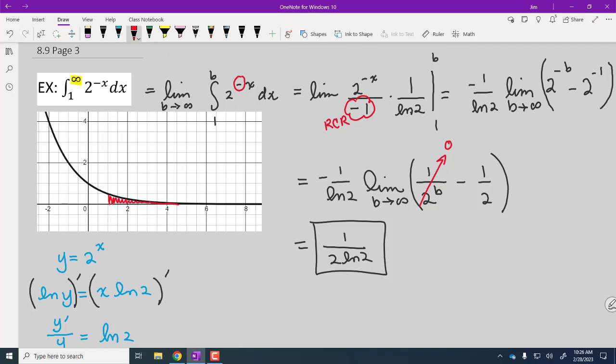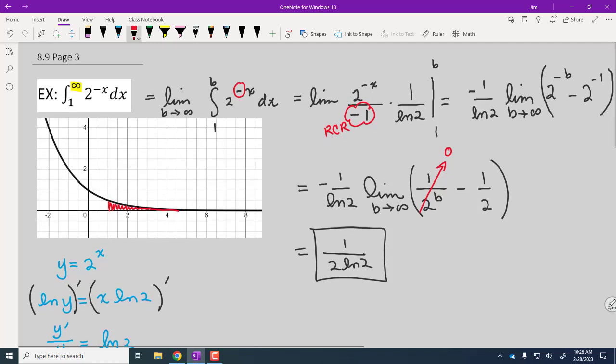All right, any questions on your first improper integration problems? So in our mind, this is exponential decay. Exponential decay is fast enough. This curve is going to approach the x-axis fast enough to get a finite area. So if something's decaying at an exponential rate, it's going to decay so fast that that area is going to be finite.